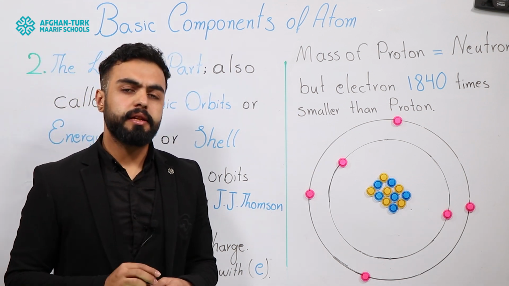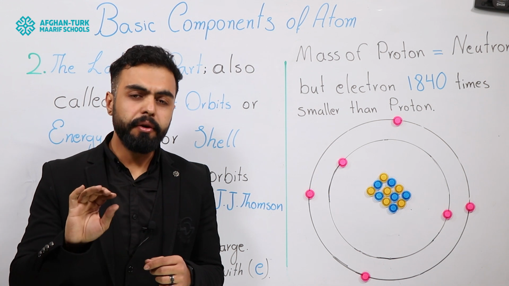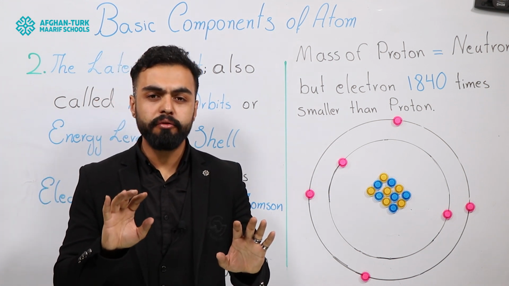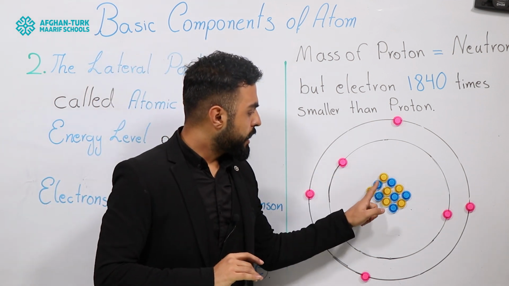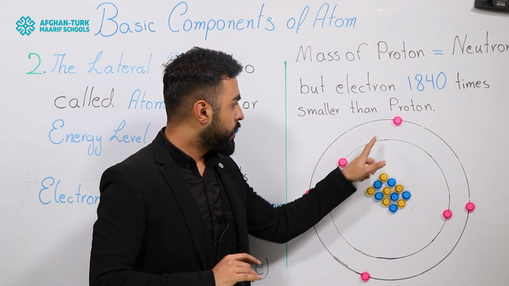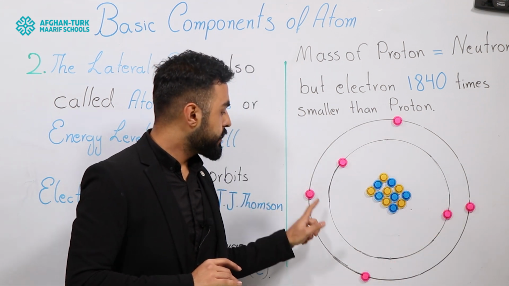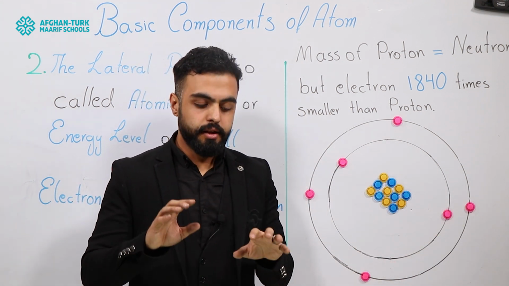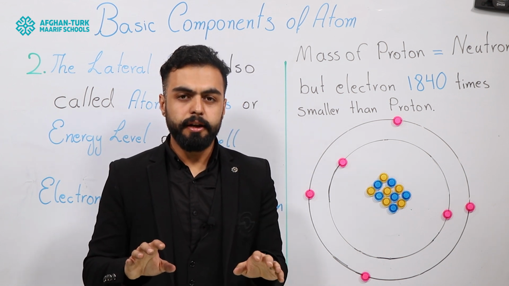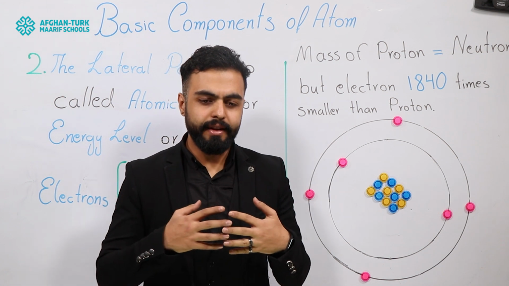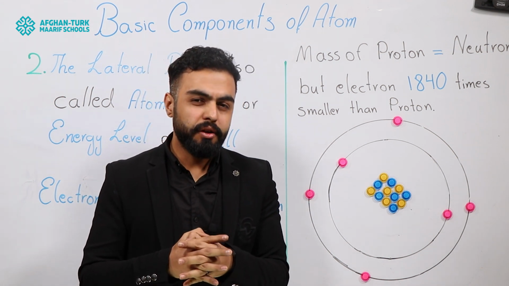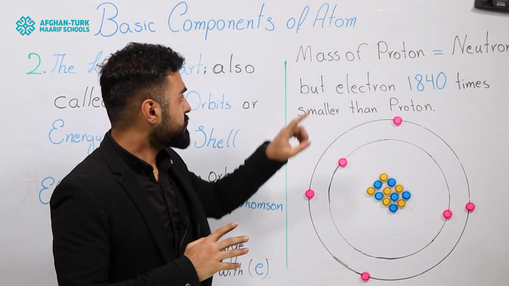There is a point that the number of electrons in an atom is always equal to the number of protons. Here we have 1, 2, 3, 4, 5, 6 protons, and 1, 2, 3, 4, 5, 6 electrons. So the number of protons is always equal to the number of electrons, and according to the charge, they are neutral.